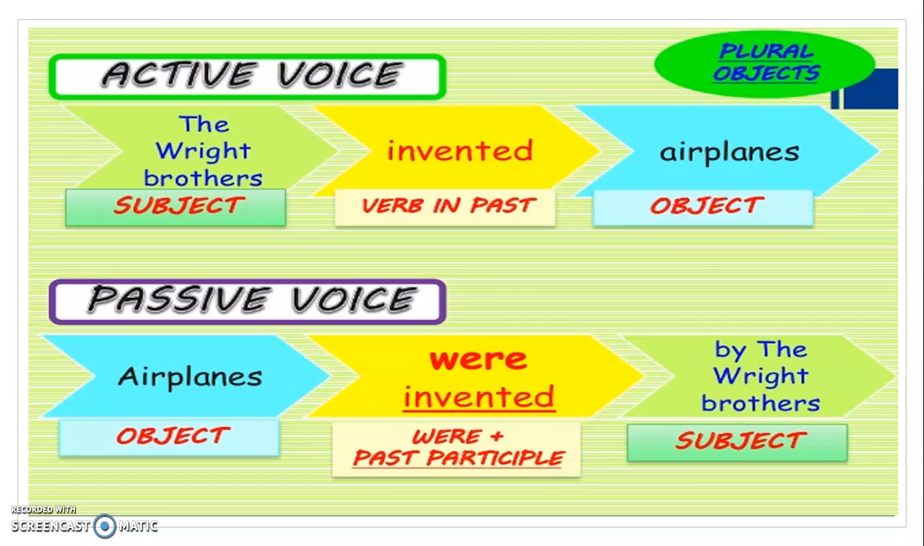Let's look at another example on plural. The Wright brothers, subject, invented, verb in the past, airplanes, object. The object is in plural. So, in the passive voice, we have the object in front, which is airplanes, were, because airplanes shows plural, plus the past participle, which is invented by the Wright brothers, subject.